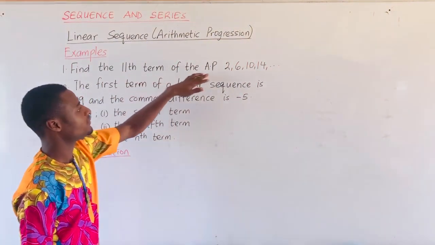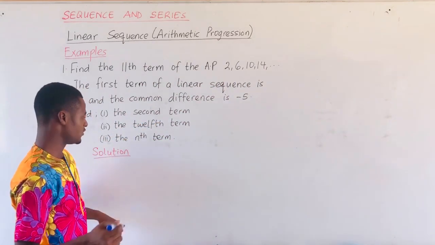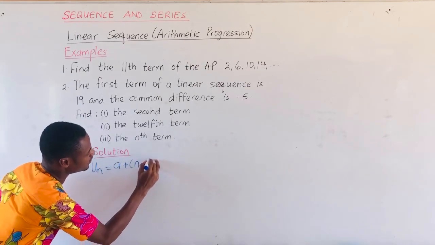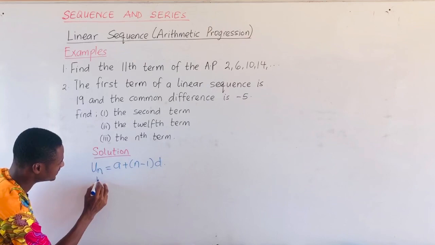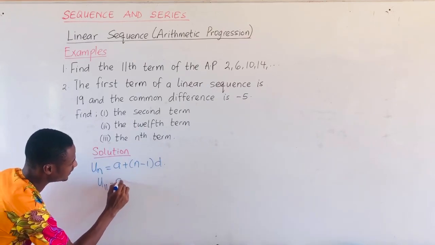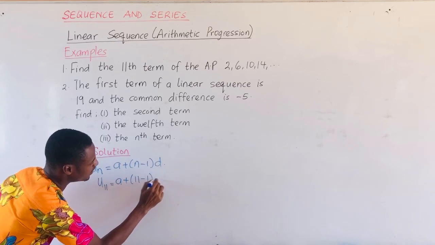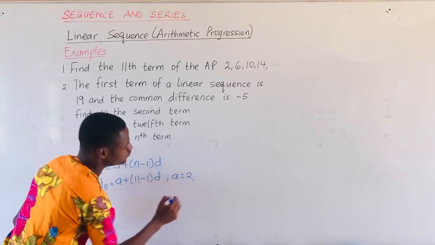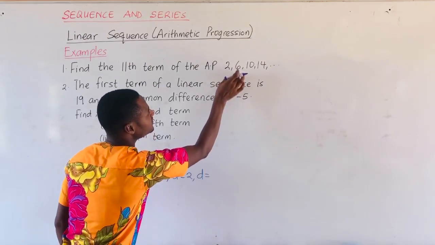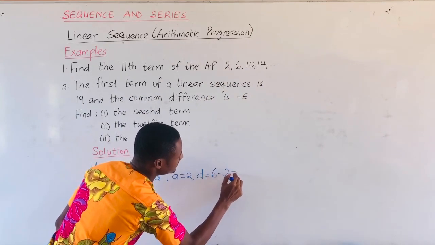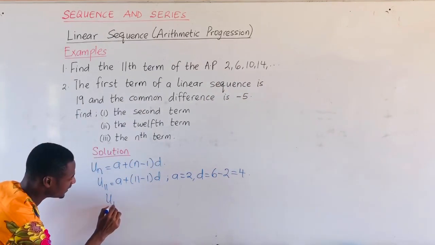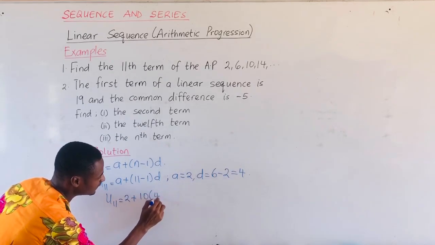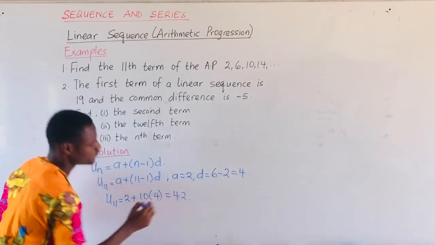Find the 11th term of the given AP. And we know that the nth term of an AP, UN, is A plus n minus 1D. So for the 11th term, which we call U11, that will be A plus 11 minus 1D. From the question, our first term, A, is equal to 2. And then our common difference, the difference between two consecutive terms, is 4. So our U11 will be equal to 2 plus 11 minus 1 is 10 times 4. And this will give us 42.